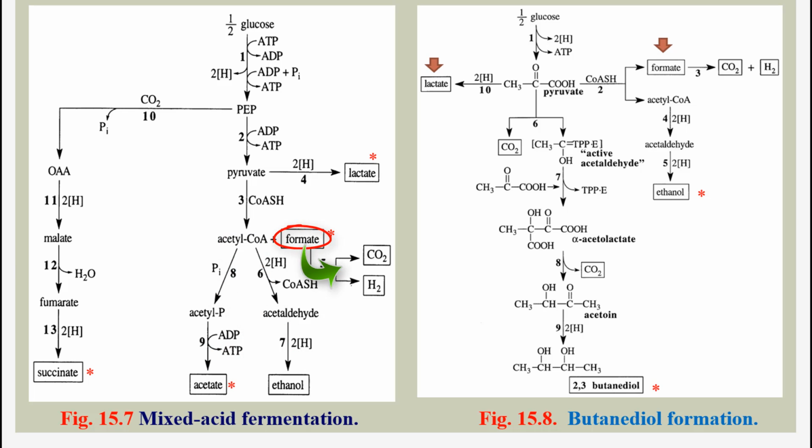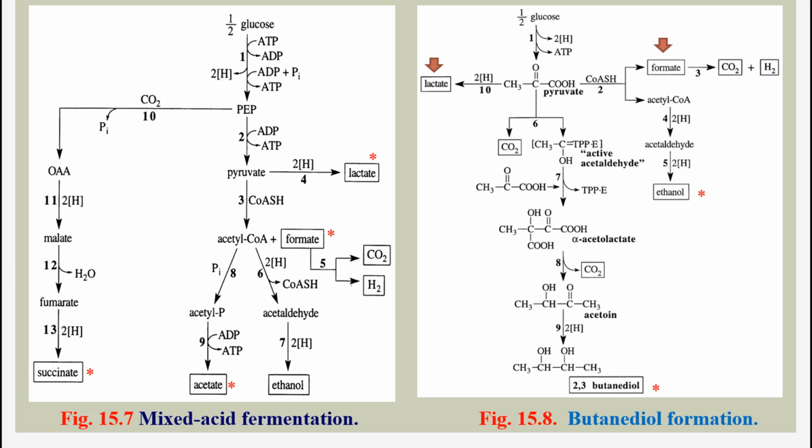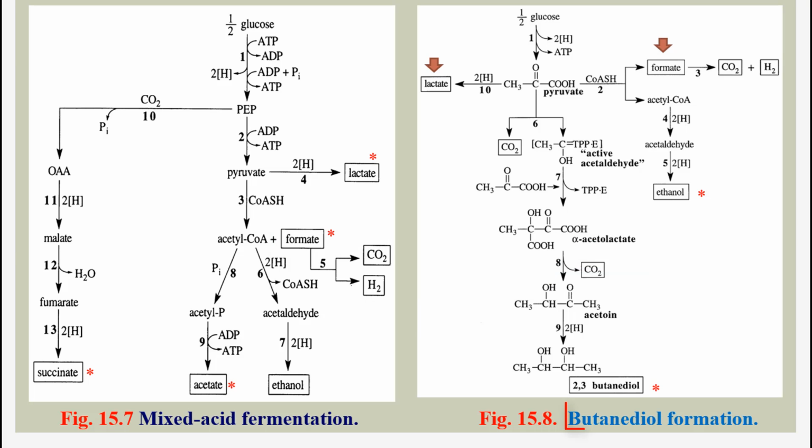The formate can be oxidized to carbon dioxide and hydrogen gas by the enzyme system formate hydrogen lyase. This system actually consists of two enzymes, the formate dehydrogenase and an associated hydrogenase. The formate dehydrogenase oxidizes the formate to carbon dioxide and reduces the hydrogenase, which transfers the electrons to two protons to form hydrogen gas. The butanediol fermentation, on the other hand, is characterized by the production of 2,3-butanediol and acetoin.